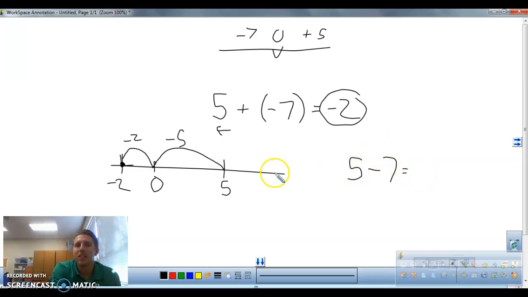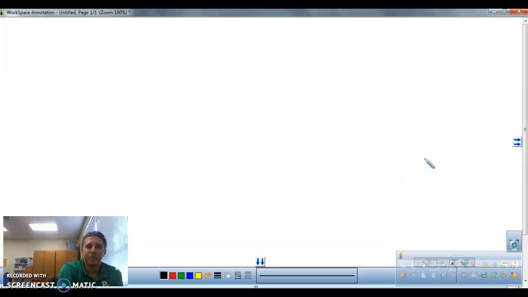5 minus 7, again, on a number line or anything, if you go 5 and you take away 7, you pass 0 and you still get to -2. Okay, there's 3 different ways of looking at that. Okay. So next one. We started subtracting numbers.